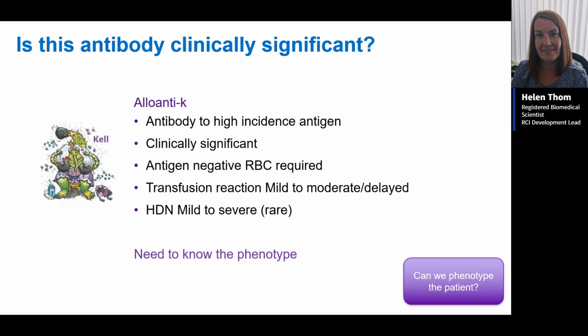So is this antibody clinically significant? It's an antibody to a high incidence antigen, like I've mentioned. It is clinically significant, so if you went to your antigen facts book or other available sources, you've got to give antigen negative red cells for this. Transfusion reactions can be mild to moderate or delayed. I always love the sort of definitions. It's basically like, it can be nothing or it can be really bad. So you're just not going to want to take the chance. I need to give antigen negative blood to this patient. In terms of HDFN, that's another one where it can be mild to severe. Nice to know. The patient's phenotype.